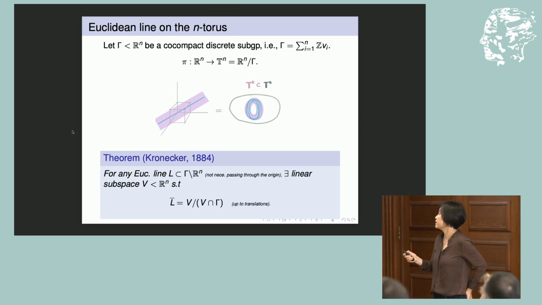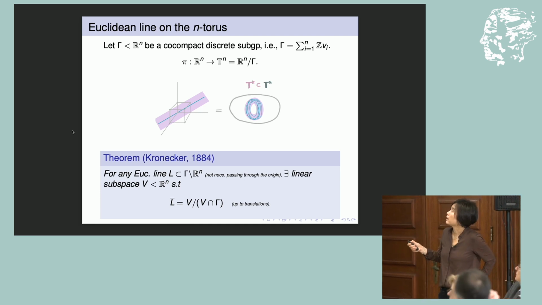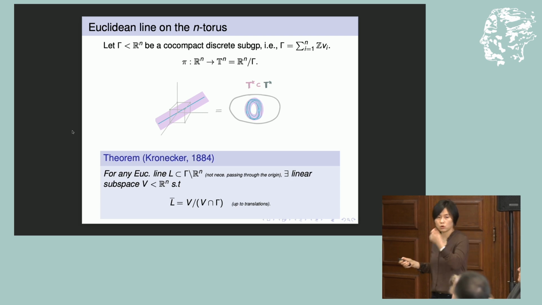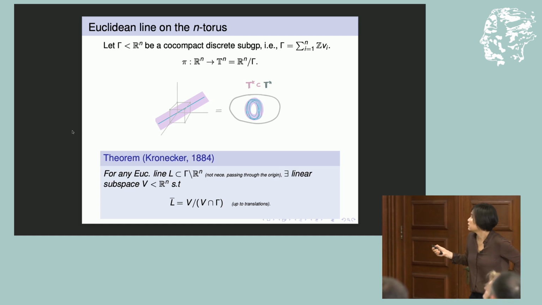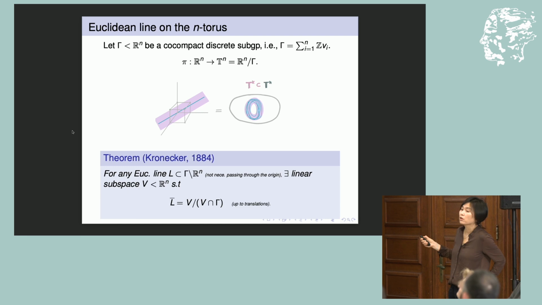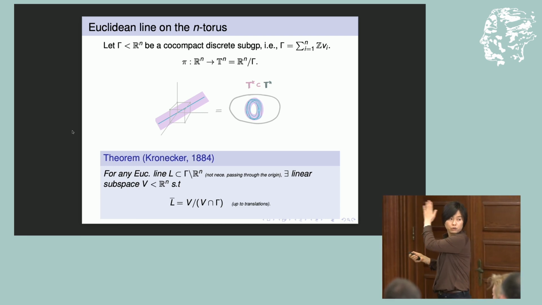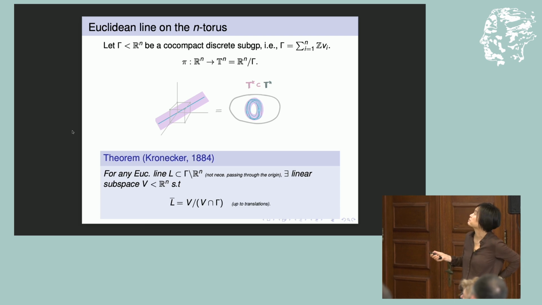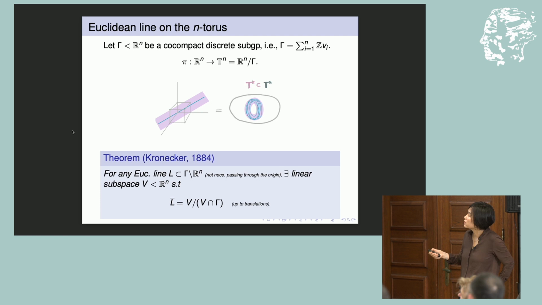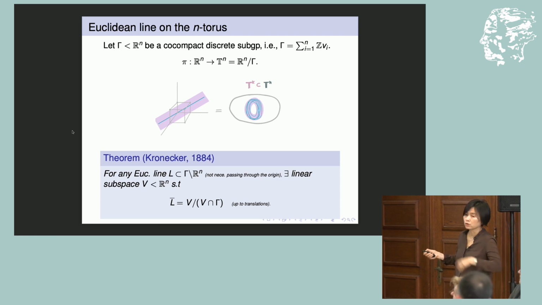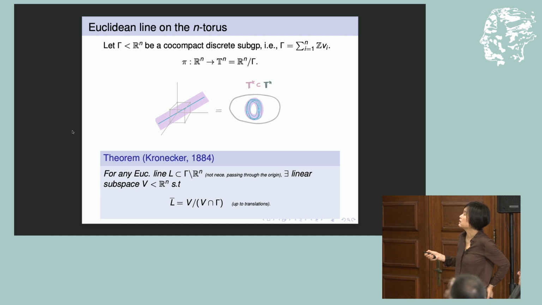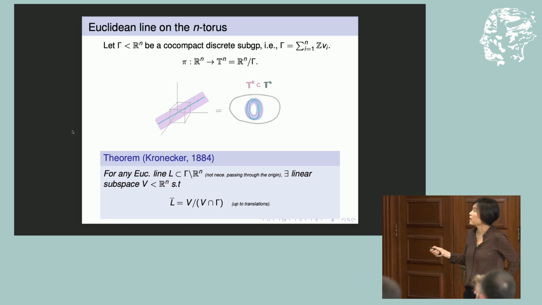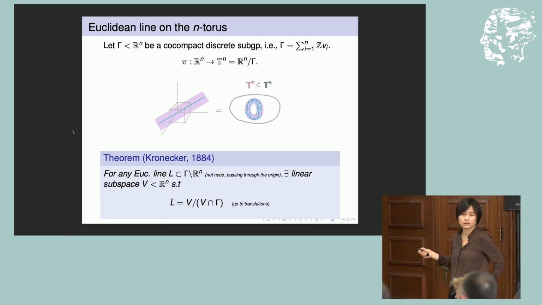So here is a slight generalization. Instead of considering Zn, we can consider any co-compact discrete subgroup of Rn. By co-compact, I mean the quotient is compact. It's not hard to prove that any co-compact discrete subgroup of Rn is a Z-span of some basis of Rn. So gamma always looks like the sum of Z v_i, where v1 to vn are linearly independent vectors in Rn. In this generality, the statement is the following. For any Euclidean line L in Rn over gamma, which is again a torus, the closure of the line is a subtorus, meaning that there exists some linear space V in Rn such that the closure of the Euclidean line is this linear space divided by a lattice inside this subspace.